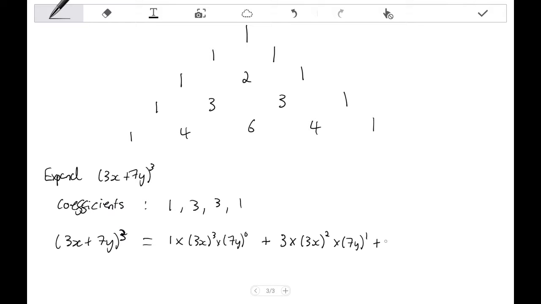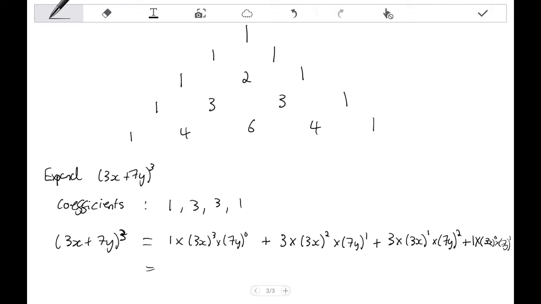Right, next term, the coefficient's 3. This time it's 3x to the power of 1 times 7y squared. And we've got one last term. It's got a coefficient of 1. It will be 3x to the 0 times 7y cubed. Sorry, that's difficult to see.